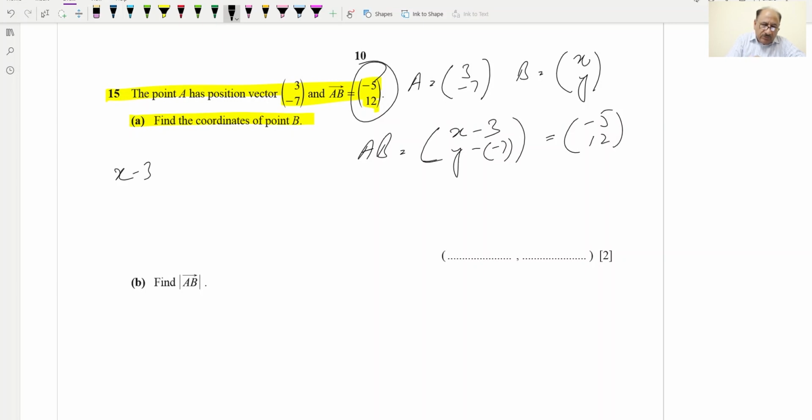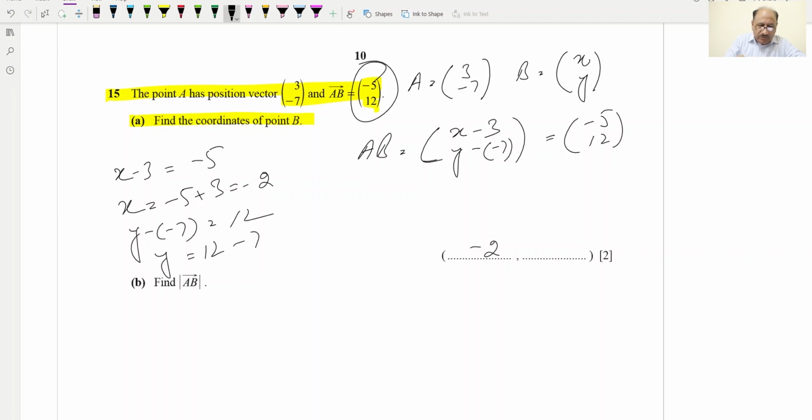x minus 3 is equal to minus 5. This implies x is equal to minus 5 plus 3, which is equal to minus 2. So the x value is minus 2, and y minus minus 7 is equal to 12. So it means y is equal to 12 minus 7, which is equal to 5. So we can provide the answer (-2, 5) for 2 marks.